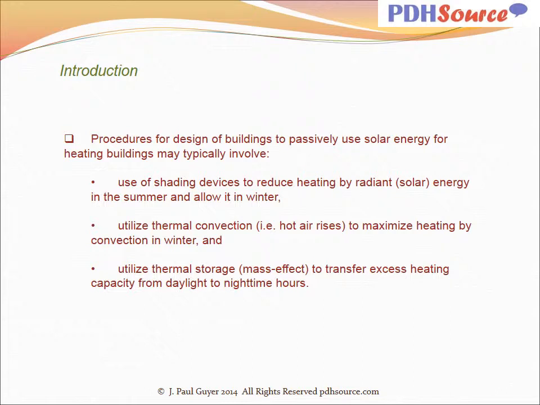The procedures for design of buildings to passively utilize solar energy for heating may typically involve use of shading devices to reduce heating by radiant, that is solar energy, in the summer and to allow it in the winter. Second, utilizing thermal convection, i.e. the fact that hot air rises, cold air sinks, to maximize heating by convection in winter. And third, utilizing thermal storage, the mass effect, to transfer excess heating capacity from daylight to nighttime hours.